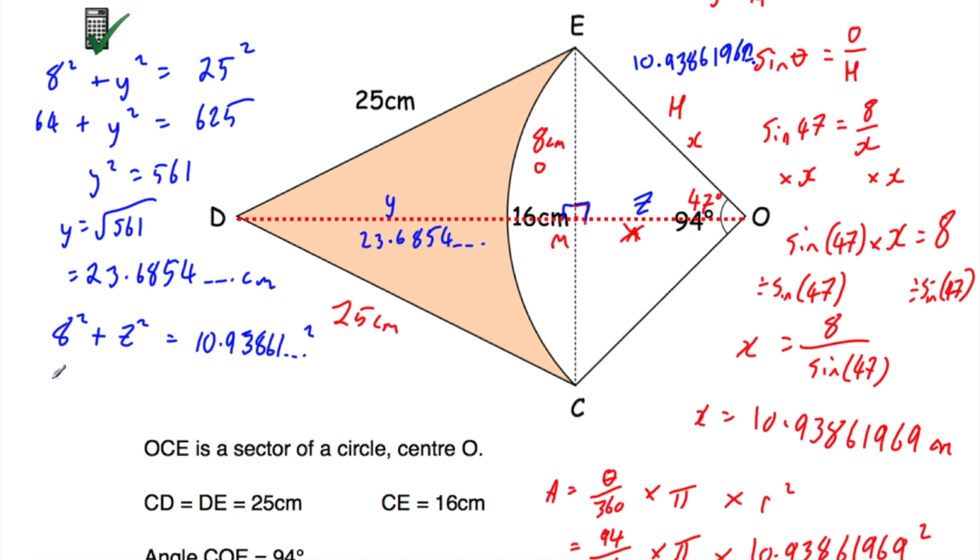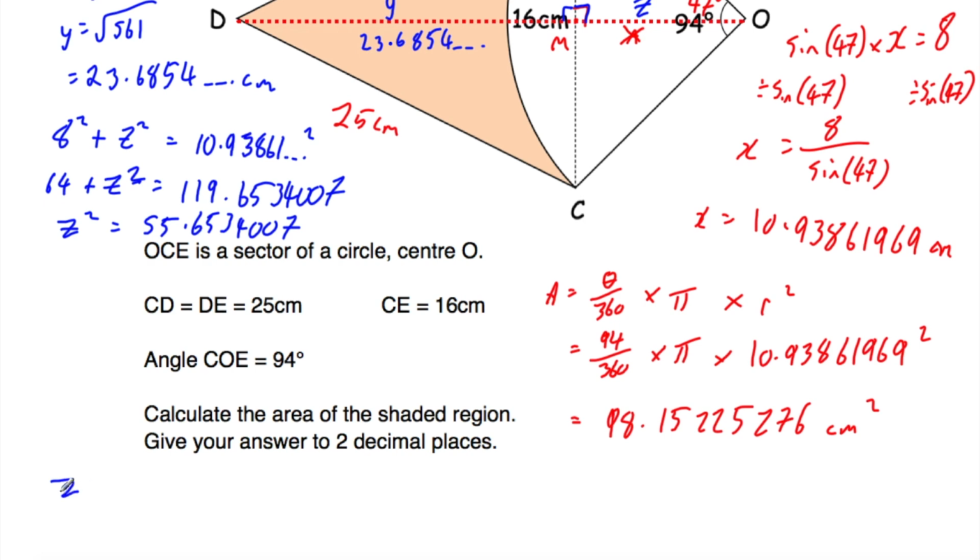Okay, if we square both of these, we're going to get 64 plus z squared equal to, and when we square this, we get 119.6534007. Now we want to find out what z squared is, so let's take away 64 from both sides. So z squared is equal to 55.6534007. Now that's z squared. Let's square root. So let's scroll down a bit. It's a bit messy in this one. So z will be equal to the square root of 55.653 and so on, and that's equal to 7.4601 and so on centimeters.